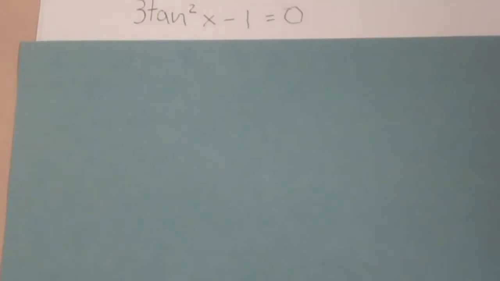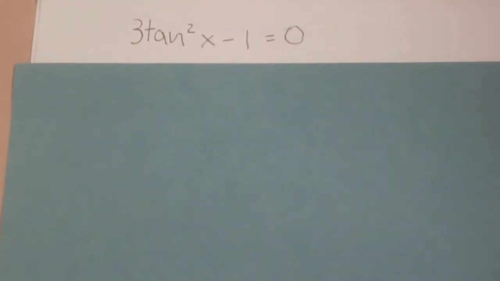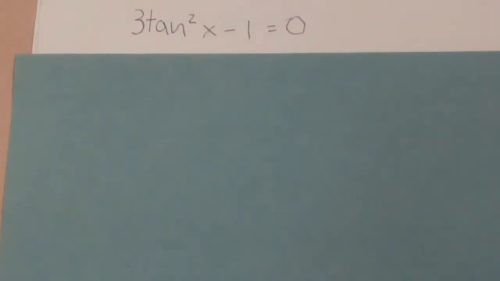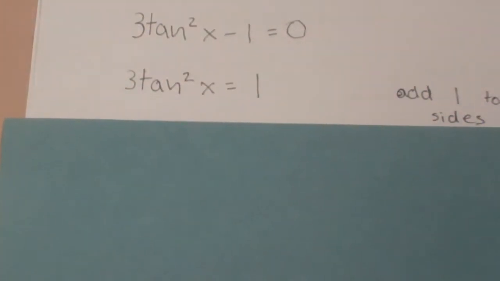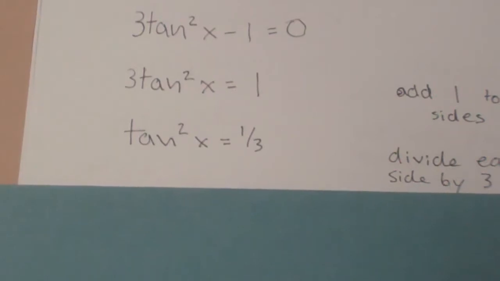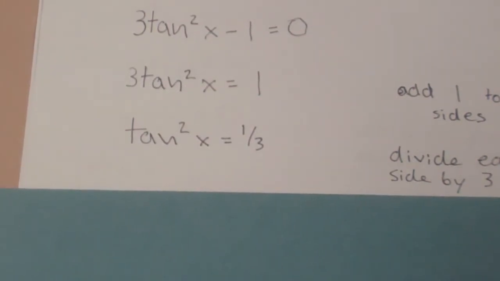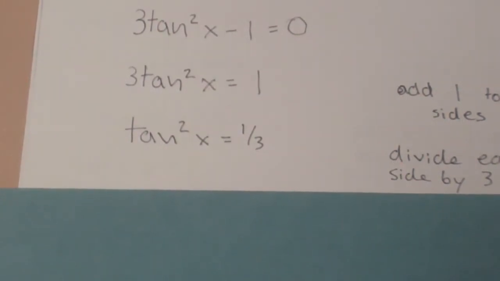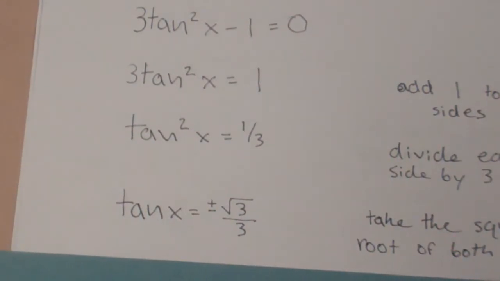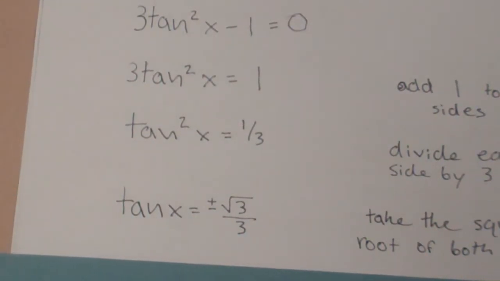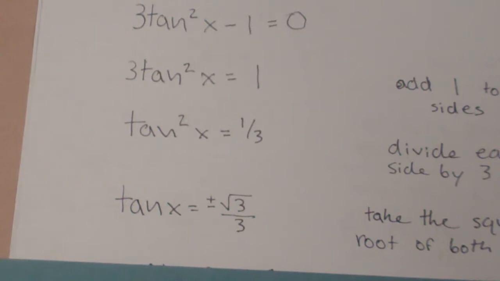The second equation was 3 tangent squared x minus 1 equals 0. First, the robber added 1 to each side, then divided both sides by 3, leaving tangent squared x equals 1/3. Then he took the square root of both sides to make tangent x equal plus or minus root 3 over 3.